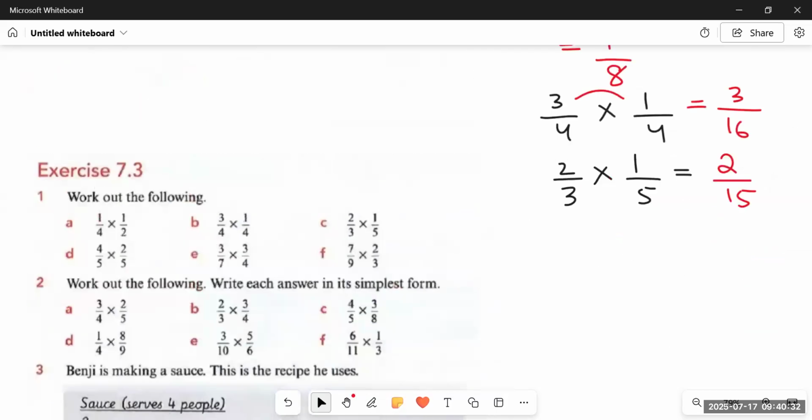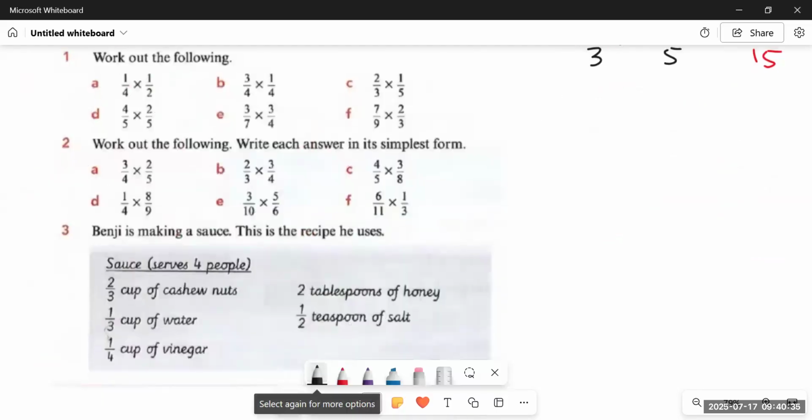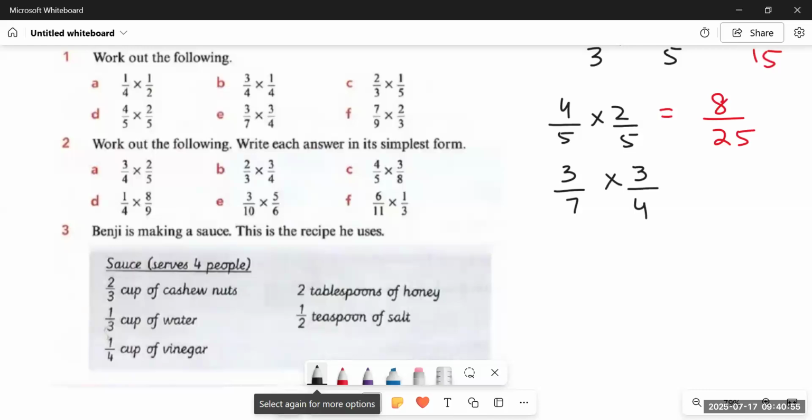Then we have part D, which says 4 upon 5 multiplied by 2 upon 5. Again, we have 4 and 2 in the numerator, and we cannot simplify them with either of the 5s. So it would be 4 twos are 8, 5 fives are 25. Then 3 upon 7 multiplied by 3 upon 4. So how simple it is. It just involves the multiplication of numerator with the numerator and denominator with the denominator. It involves some other steps as well, but we are going to talk about them step by step.